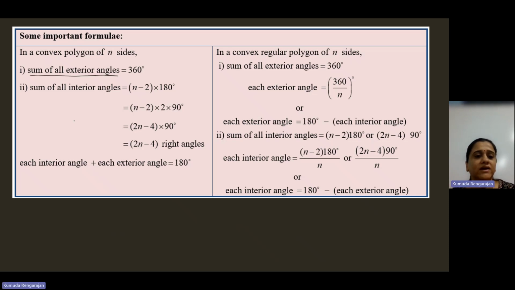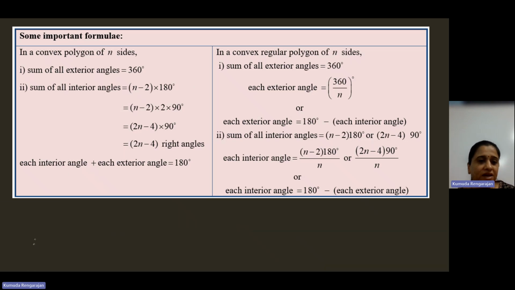So sum of all exterior angles, 360. Sum of all interior angles, (n minus 2) into 180. Now this 180 can be written as 2 into 90. In some schools, they'll use 2n minus 4 right angles, 2n minus 4 into 90. We'll take that up in the next class. So this is what we discussed today: sum of all the interior angles is equal to (n minus 2) into 180, and each interior angle plus each exterior angle is equal to 180.